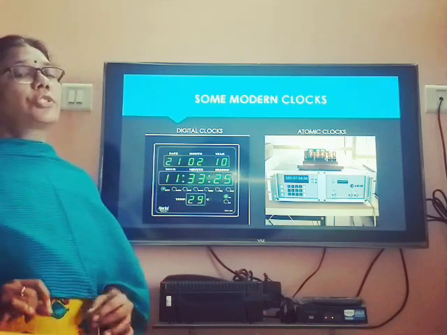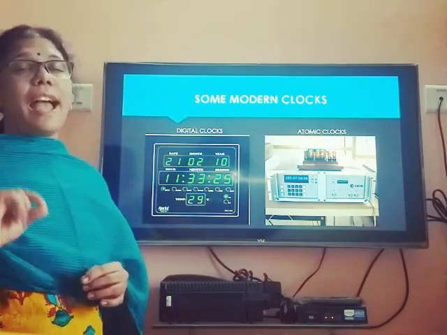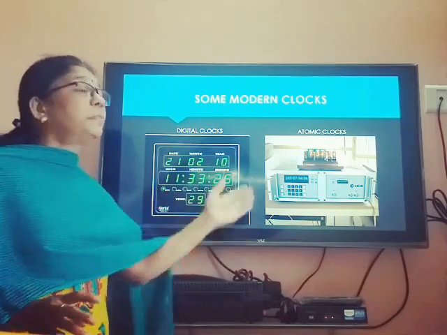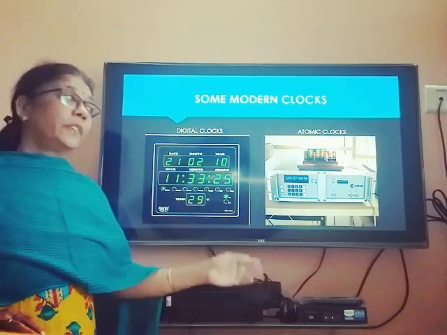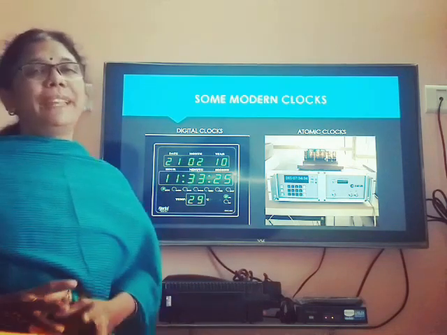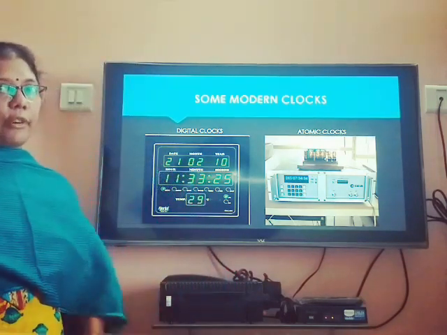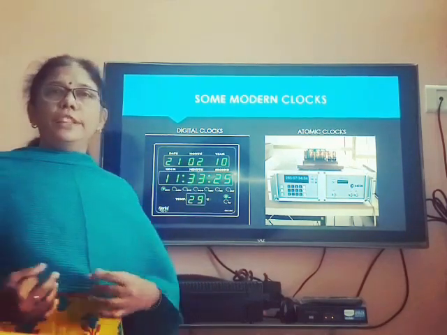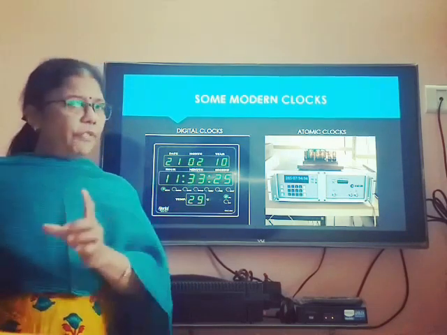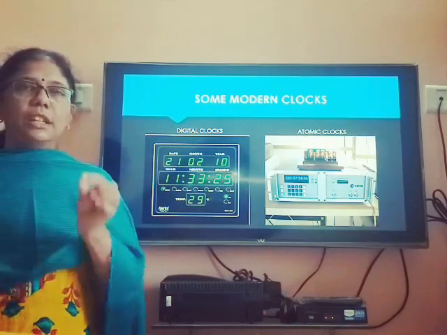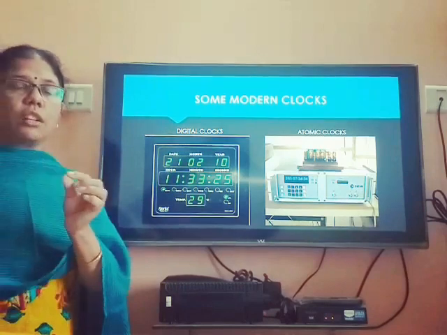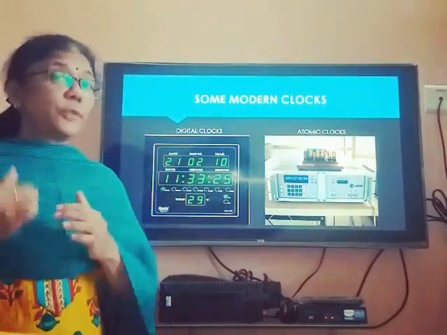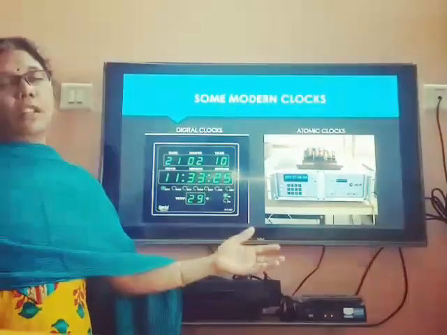It will not show the wrong time, or even lag by 1 second, for even thousands of years. That accurate these clocks are. There are few such clocks, present mainly in laboratories across the globe. What you and I use in our wristwatches, we call quartz clocks. There is a crystal called quartz, which pulsates at regular intervals of time, and this is what is used to make these clocks.